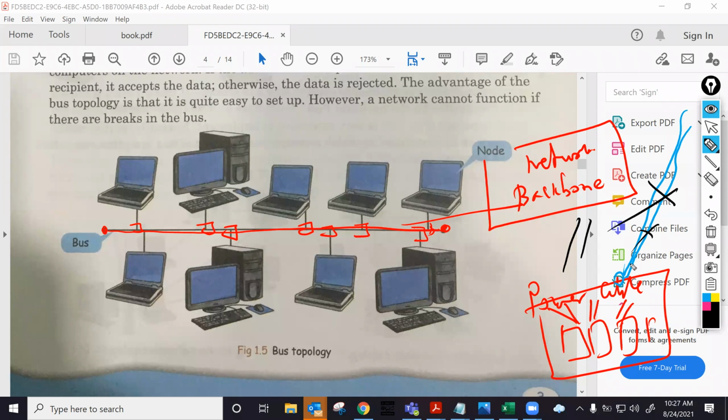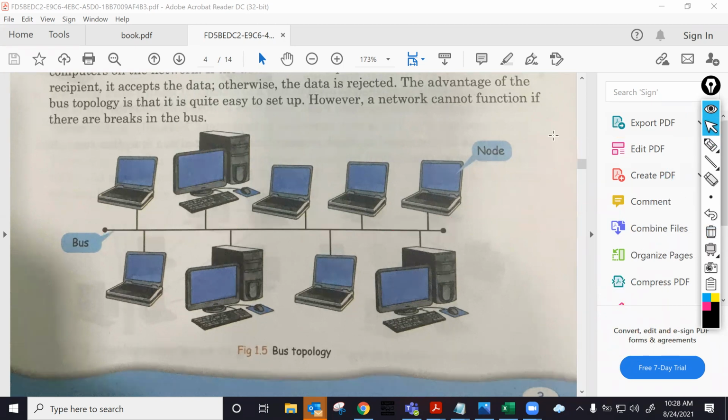Same thing happens if this cable breaks down, due to malfunction or damage, whatever the reason. Your whole network will be shut down until this has been rectified. So this is the disadvantage. It says the network cannot function if there are breaks in the bus. You don't get connected because it's the main cable. Got it? We'll go to the theory here.